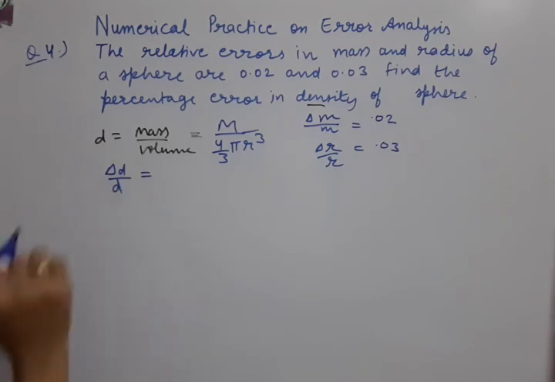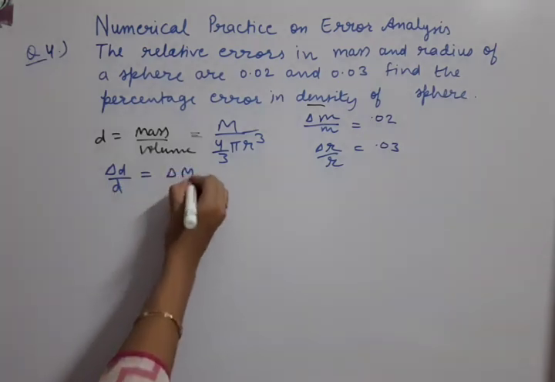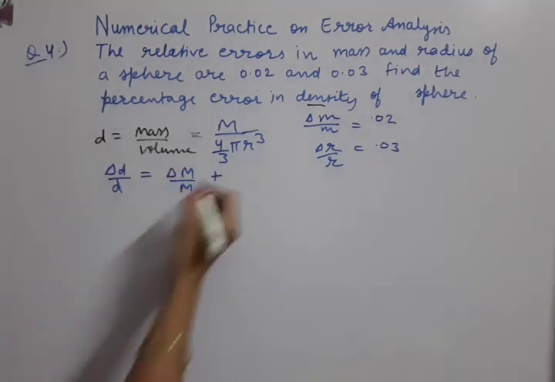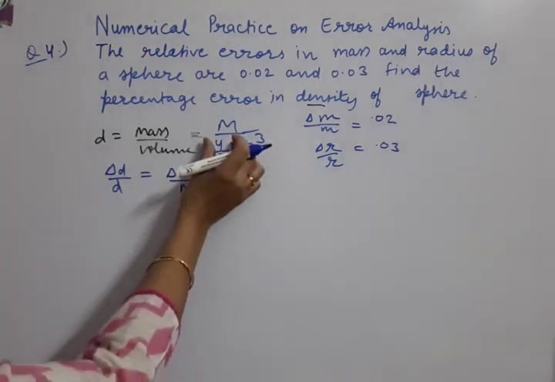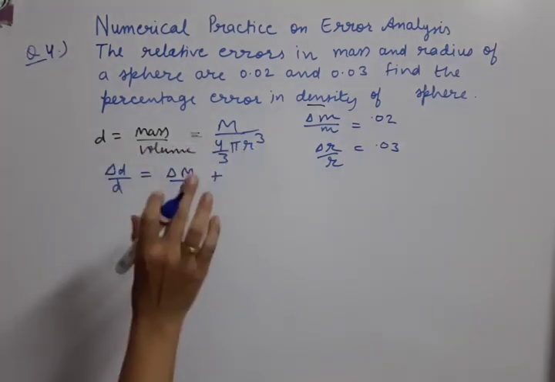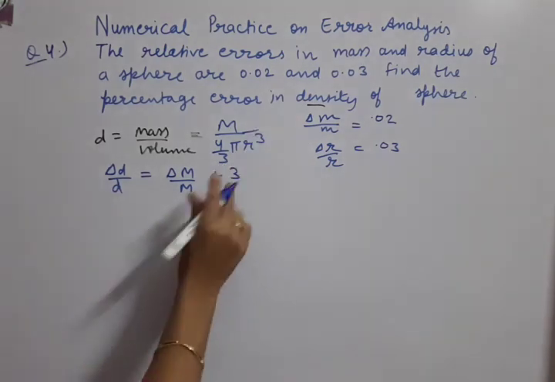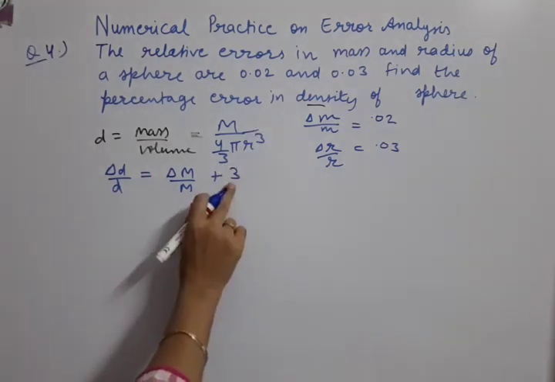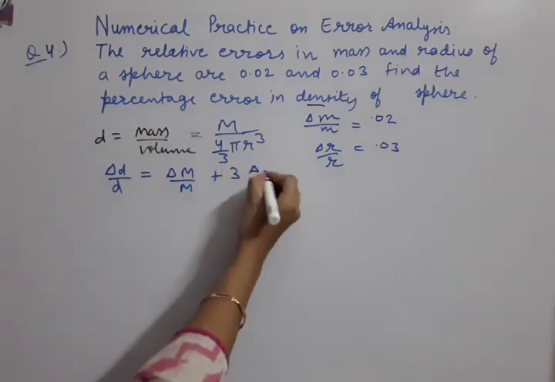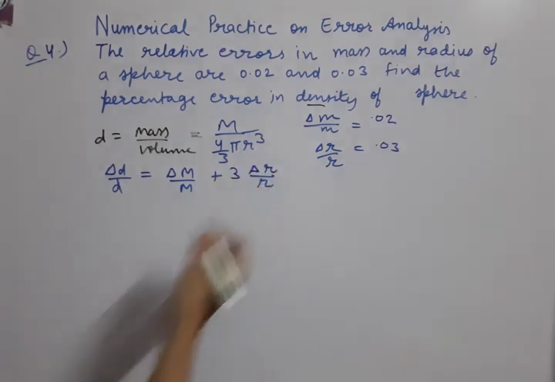So delta d upon d equal to delta m by m plus, we have to apply it after this. Then 4 by 3 pi is constant, we will ignore it. What to do with R cube? So R cube will remain in front, that means power comes in front. In front of what? In front of the relative error of R. So 3 times delta R by R.